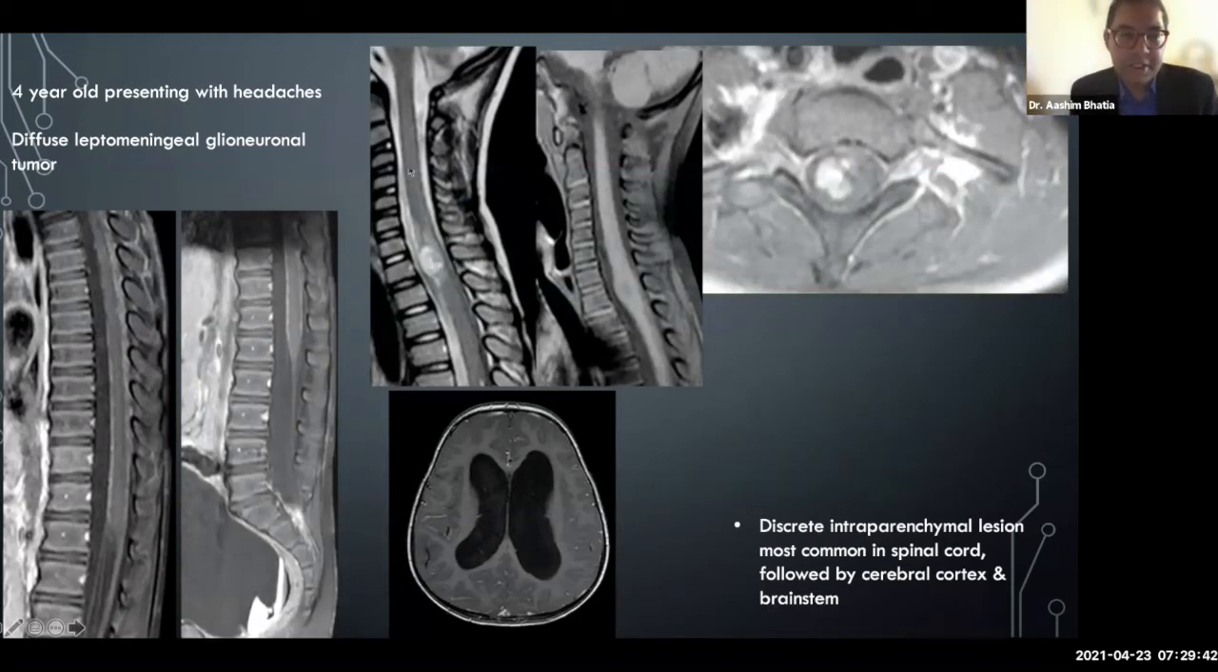So what you're looking for, this is your sagittal T2, sagittal T2 and axial post contrast. And this is the dominant lesion in this case. So this is your diffuse leptomeningeal glioneuronal tumor. And they present with hydrocephalus because they get obstruction of the outflow tracts because of all the metastatic disease.